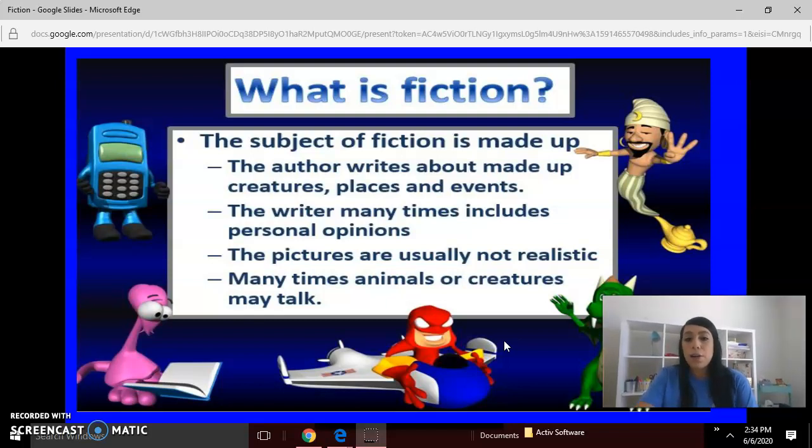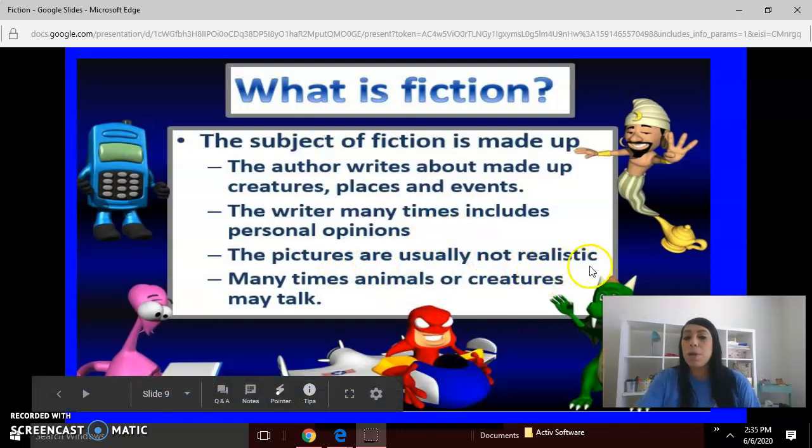B, the writer many times includes personal opinions. So in fiction, because it is fake, there can be a lot of opinions. Let's remember that an opinion is something that is made up. For example, Miss Alas is the best teacher. It's clearly an opinion because some kids might think that and some kids might think, no way, there's way better teachers than that. Next, the pictures are usually not realistic.